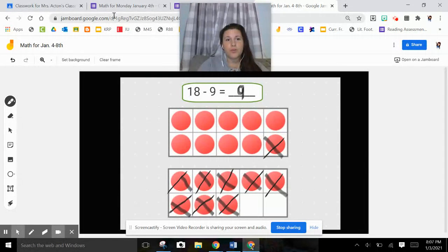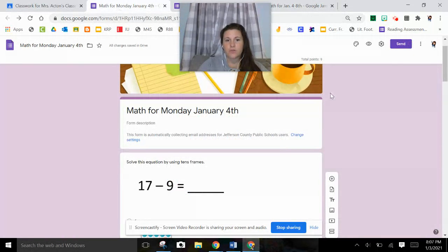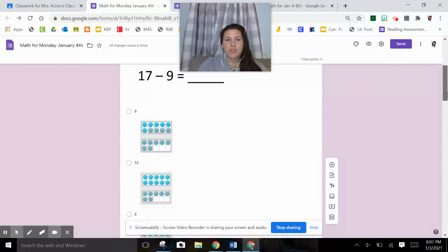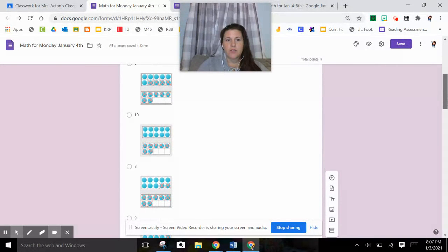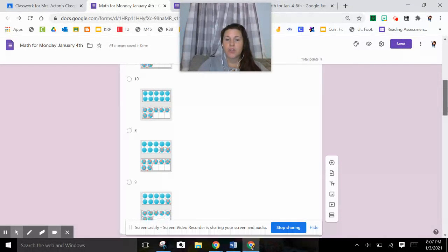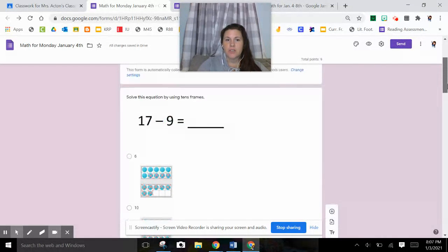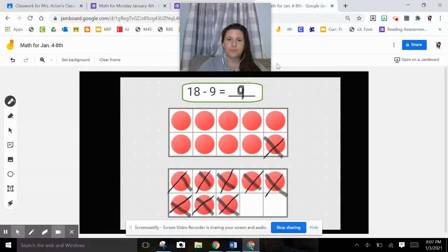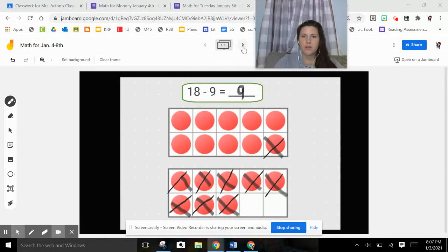And then when you go to your Google form for today, your classwork for today, the very first question has 17 minus 9, and you need to find which equation or which tens frame and answer matches this equation, which tens frame shows you how to solve 17 minus 9. Let's move on to the next one.